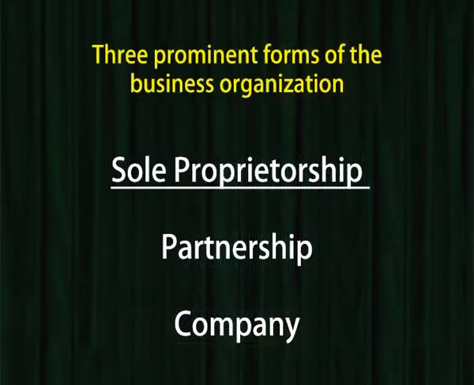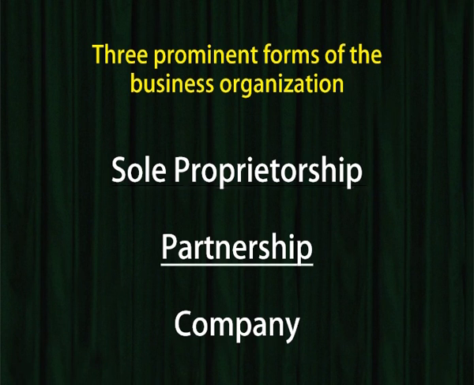If we look into the business history, or the historical perspective, then we can say that there are three major forms of the business organization, and that too on the basis of ownership. Number one is the sole proprietorship form of the business, the second is the partnership form of the business, and the third is the company form of the business.